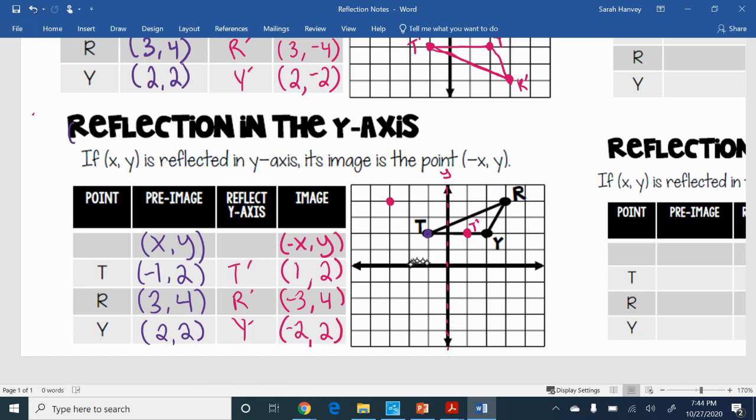And then left 2, up 2. 1, 2. And oops, I forgot to label this one. R prime, Y prime. And we're going to go ahead and connect those. This gets a little tricky because they're kind of intersecting one another, but hopefully you can see that this part flipped over there. So it is a reflection, and maybe we should have used a dashed line, but that's fine.